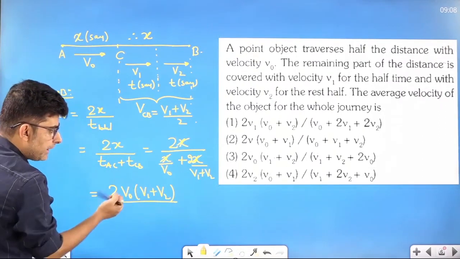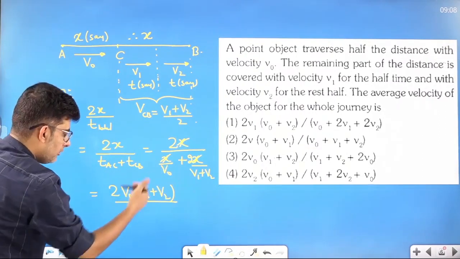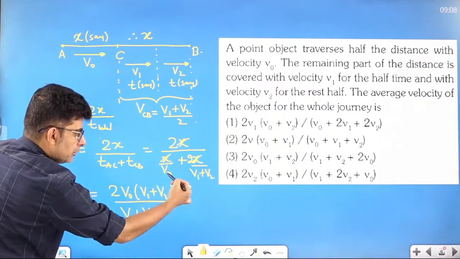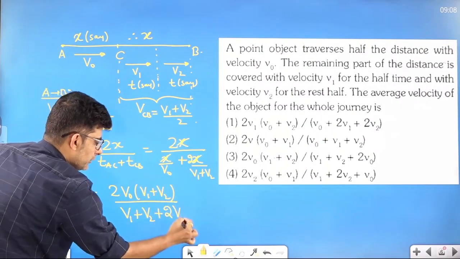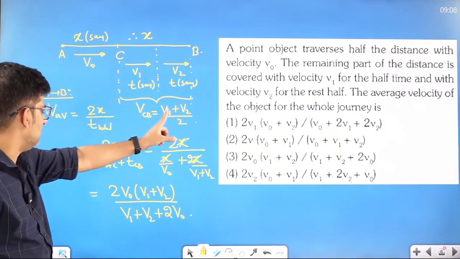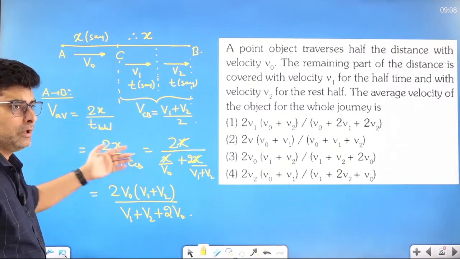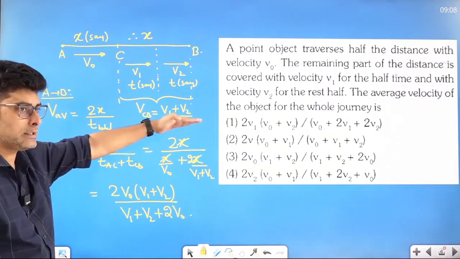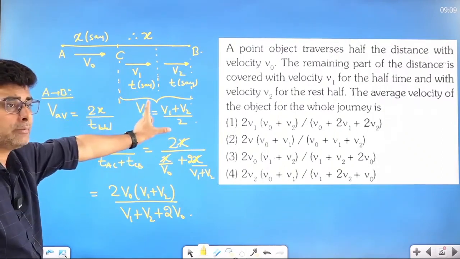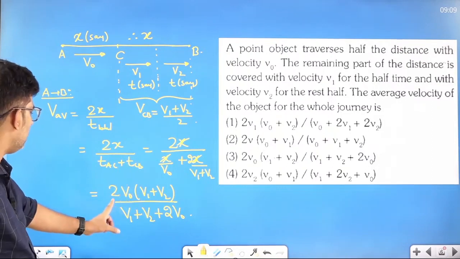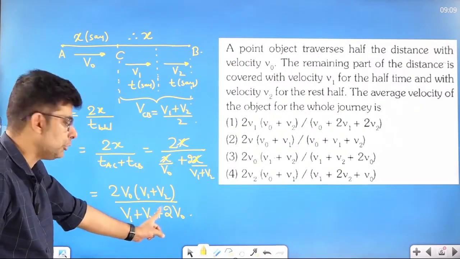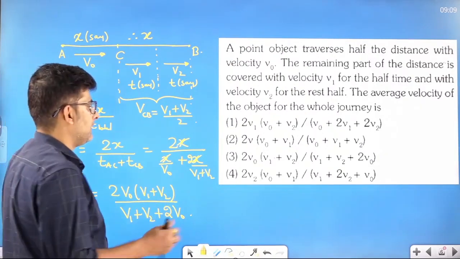Now what will be left below if you take the LCM? If here already v0 is there, so we will get v1 plus v2, and if here we have v1 plus v2, we will multiply v0, so we will get 2v0. So the average velocity of the entire journey and the average speed for the entire journey will be the same, because you are moving in the same direction without change in direction. So the final answer will be 2v0 into v1 plus v2 by v1 plus v2 plus 2v0. So yes, correct. Answer 3.